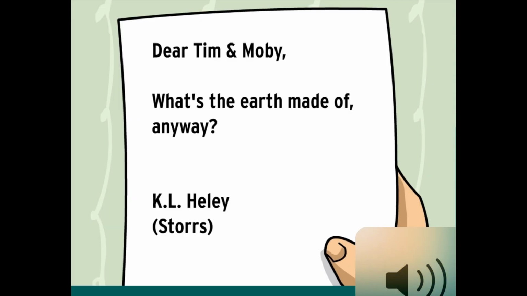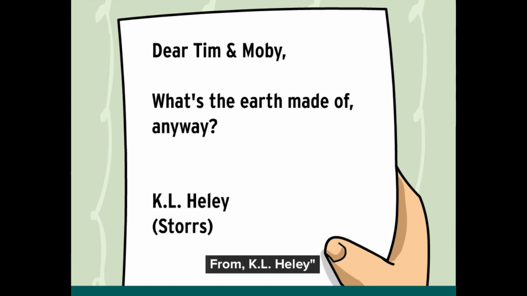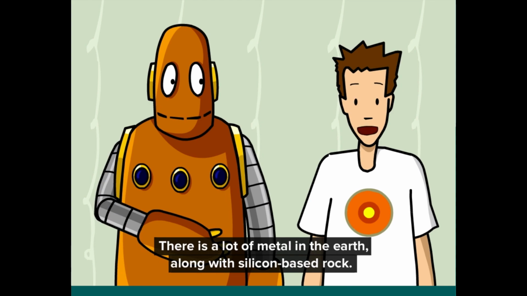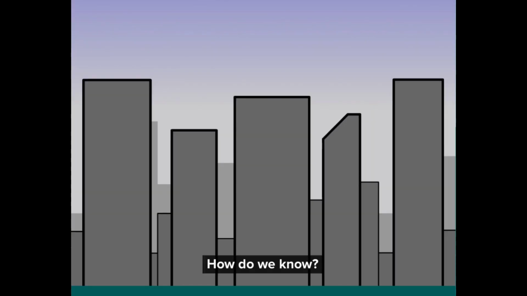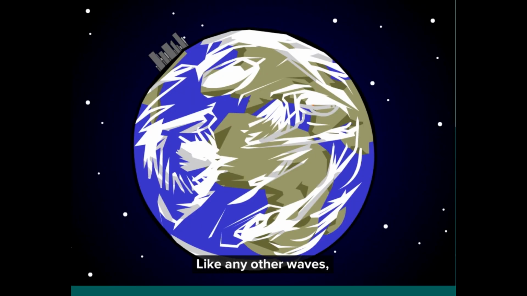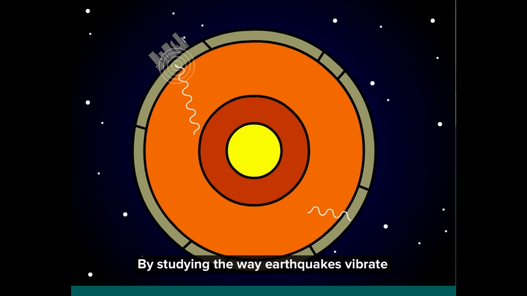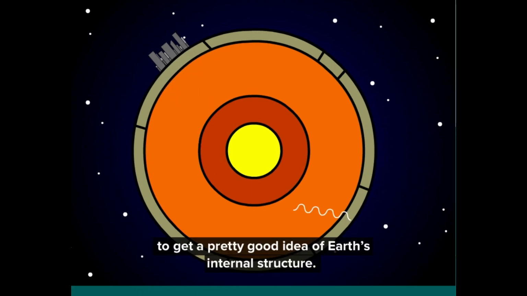Dear Tim and Moby, what's the Earth made of anyway? From K.L. Helly. Well, there is a lot of metal in the Earth, along with silicon-based rock. How do we know? Earthquakes. Like any other waves, earthquake waves bend when they travel through different materials. By studying the way earthquakes vibrate through the interior of the planet, scientists have been able to get a pretty good idea of Earth's internal structure.